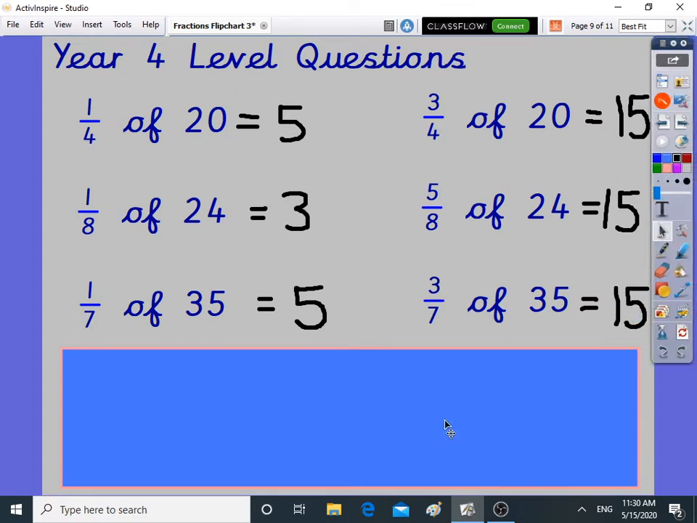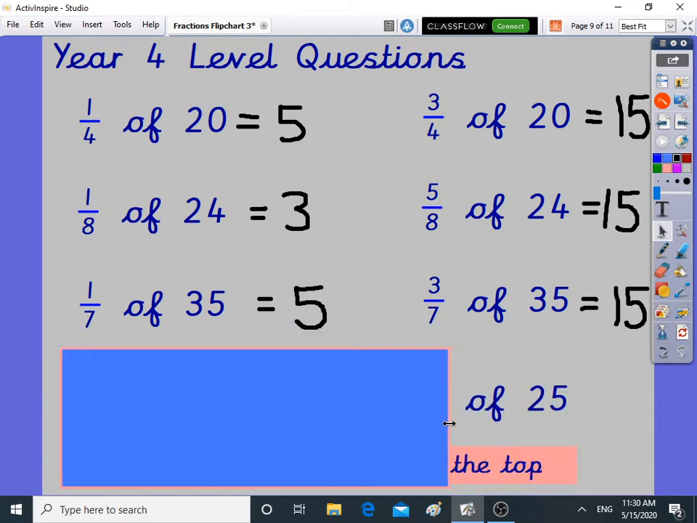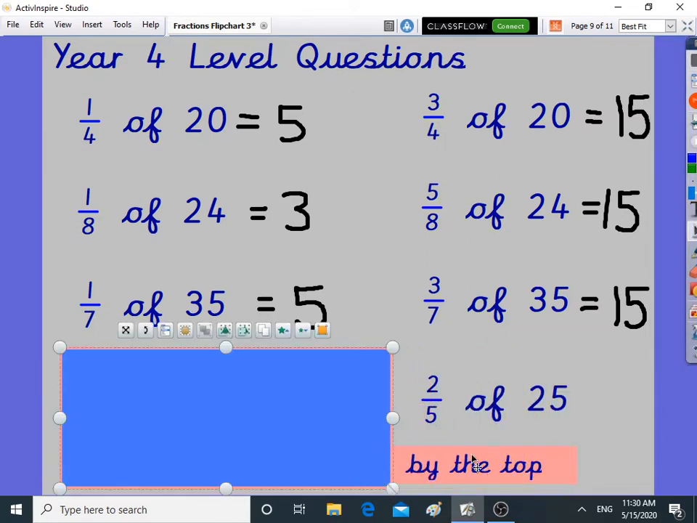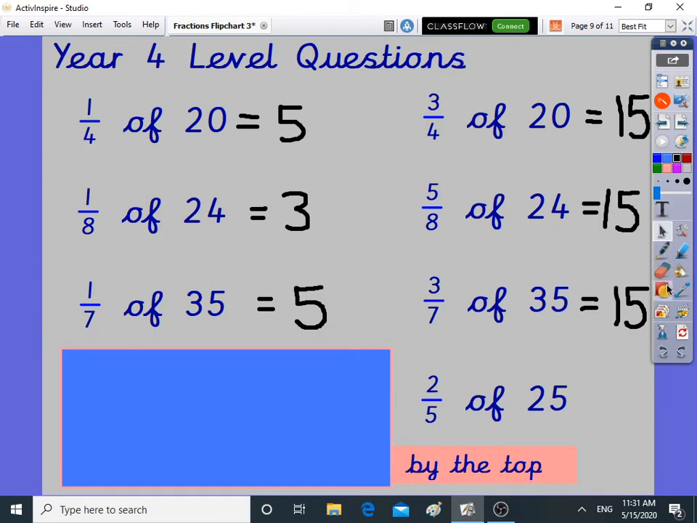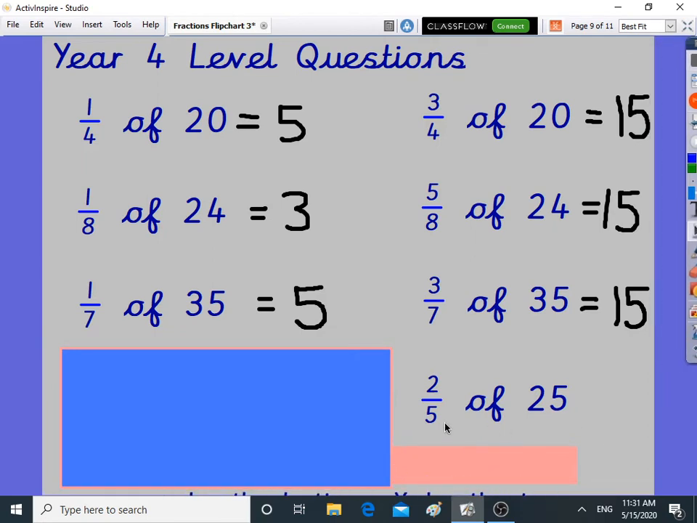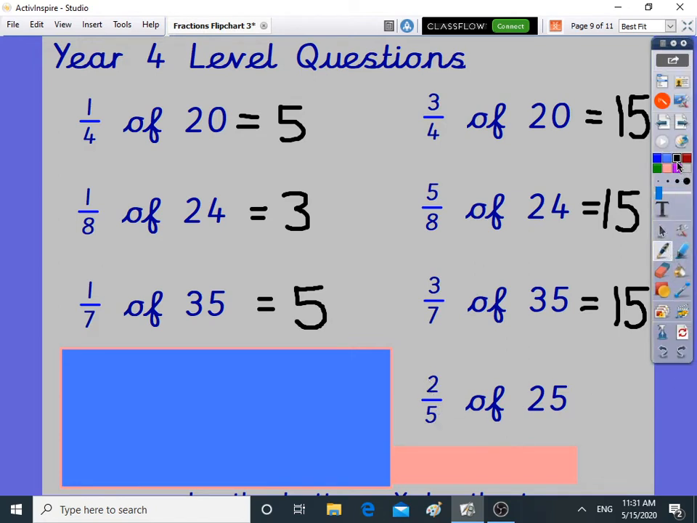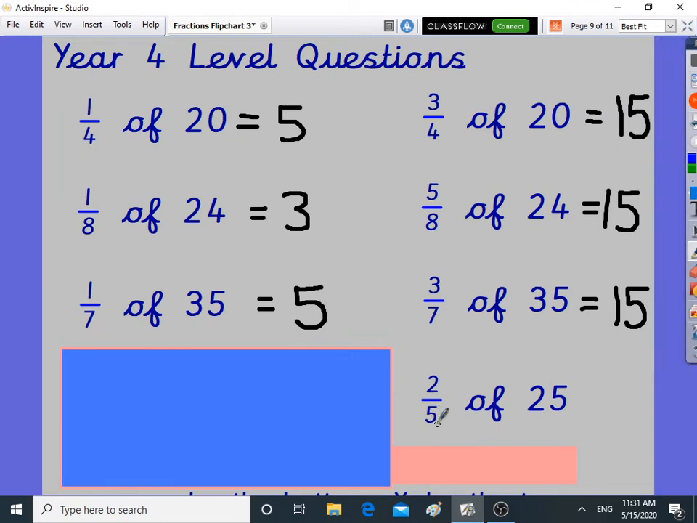Now the last one, I'm just going to show you the harder version straight away. Well, there's a rule coming up in a minute, but just ignore that for now. So 2/5 of 25. So I'll show you how you can do the whole thing with singing. First of all, you do 25 divided by 5. So you sing your 5s until you get to 25. 5, 10, 15, 20, 25. My fingers tell me it's 5.